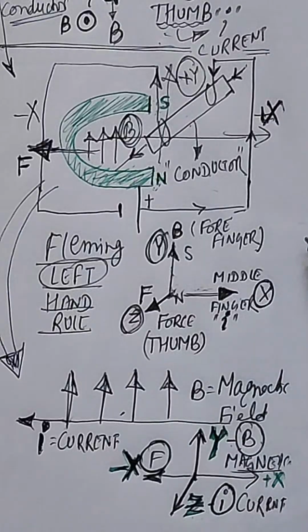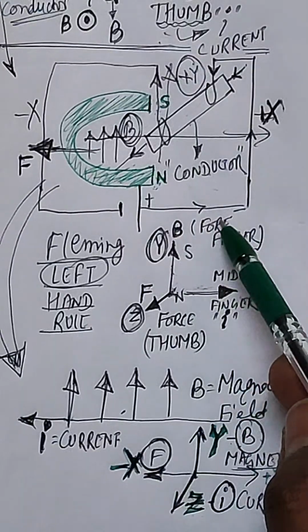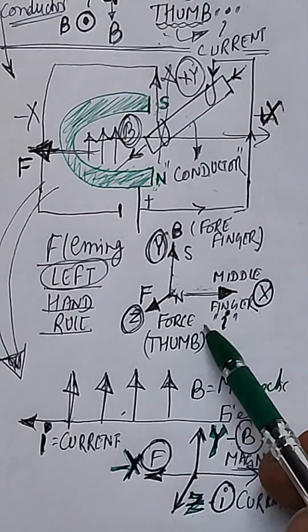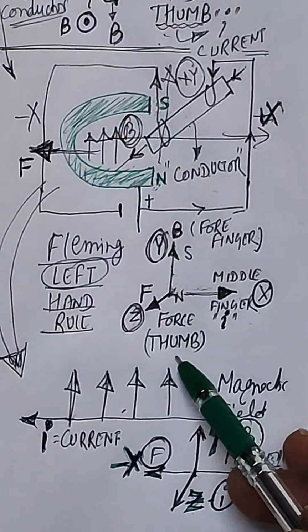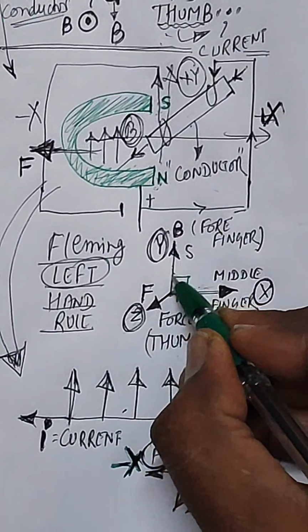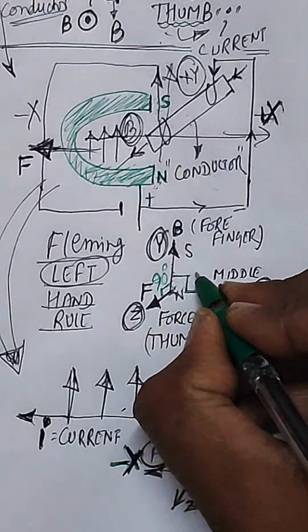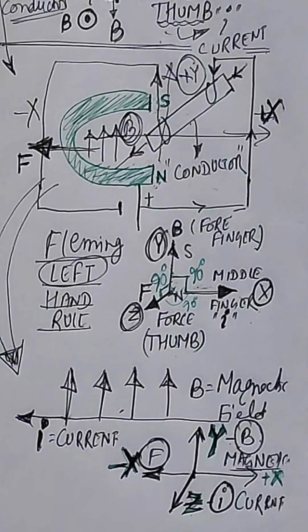What Fleming's left hand rule says is that the forefinger gives you the direction of the magnetic field, the middle finger gives you the direction of the current, and the force is given by the direction of your thumb, right? When all three fingers are kept stretched and making an angle of 90 degrees with each other. This is 90, this is 90, and this is also 90, right? Make sure. So my dear friends, in this way we can see the application of Fleming's left hand rule.